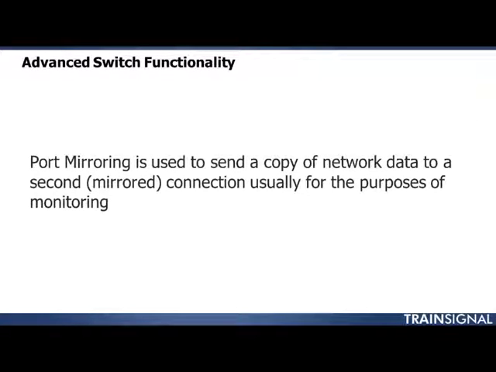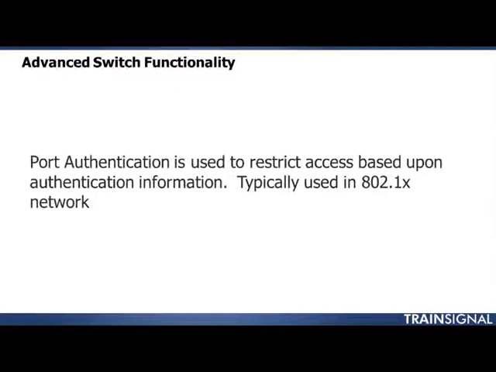There's something called port mirroring, which is where a copy of network data can be sent to a second mirrored connection, and this is done typically for the purposes of monitoring, right? So you have a lot of data and it's all being transmitted in one direction. You could send it to another connection so that you can monitor all those transmissions and see where you may have a problem. And then finally, we have something called port authentication, which is used to restrict access based upon certain authentication information. I will not go into any more detail other than to tell you that it is typically used in your 802.1x network configurations.